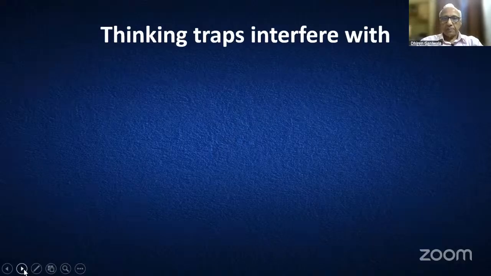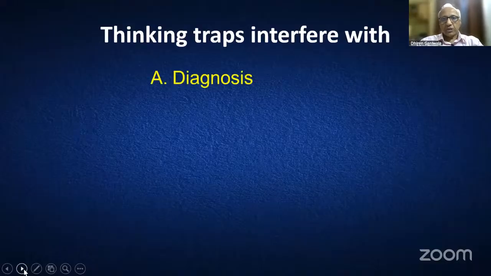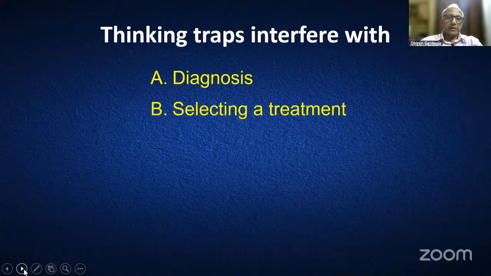Now this thinking trap can affect us in two ways. The first, it may affect our diagnostic ability. And the second is it may interfere with selecting the right treatment. So we will see a few examples of these two. The first is diagnostic ability and the second is selecting the treatment. Because as a doctor, we do this all the time. If we are a surgeon, then we need a skill for surgery, but all doctors definitely require a diagnostic skill, and they also need an ability or a skill to select the right treatment.